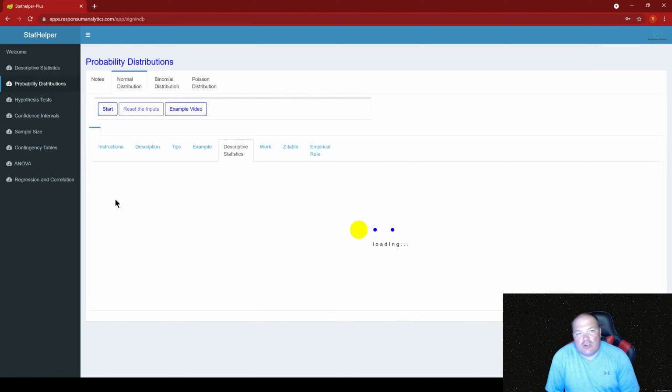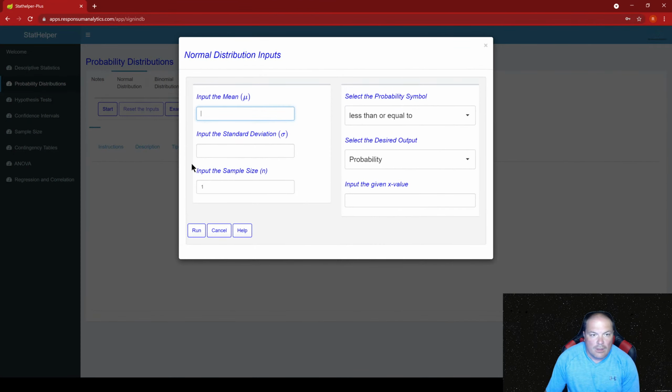Now, one other thing you should know about the stat helper is everything's predicated on start and reset. Okay, so I'm going to click start. Okay, and then I'm going to open a window like this. I'm going to click input the mean. Our mean was 15. Input the standard deviation, which was 1.25.